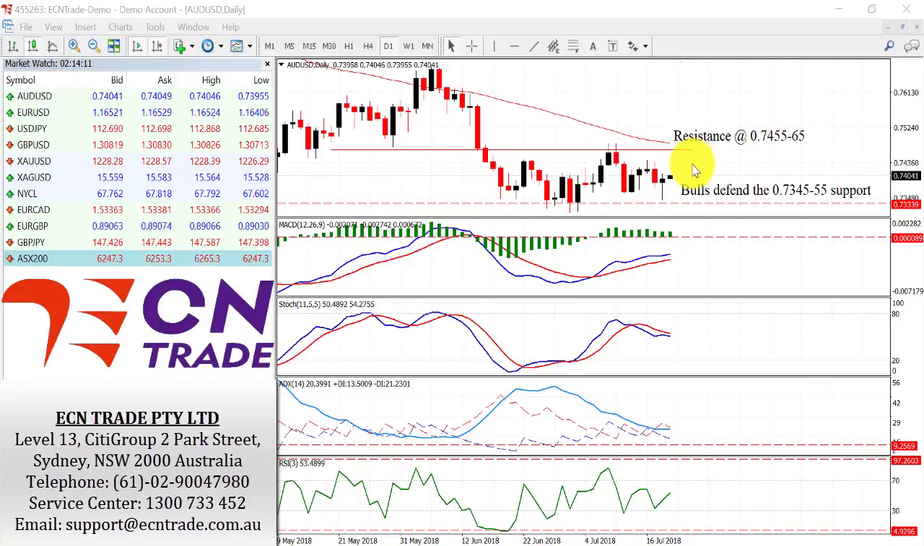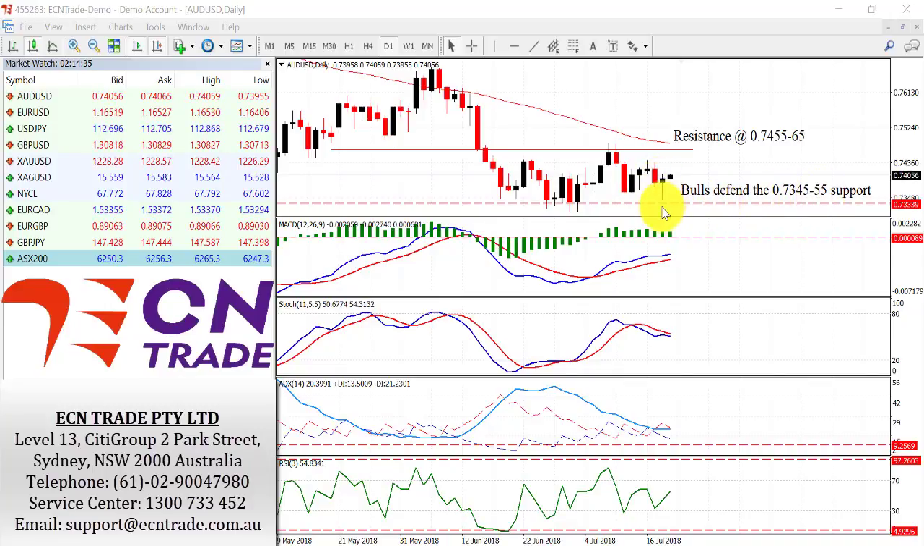Now, what started all this was the strength of the US dollar coming back into play after it challenged a high of 95.16, previously 95.20. Overnight, the Australian dollar did fall to a low of 73.42 before the bulls retaliated and quite respectably held above that level of 73.45-55.